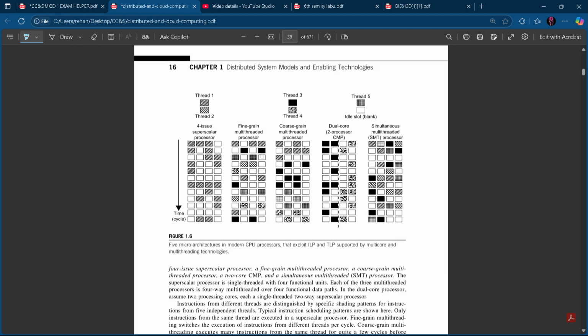Multi-threading technology. See, thread 1, thread 2, 4 issues, superscalar processor, fine grain, coarse grain. In fine grain, you can see every cycle has a different type. But in coarse grain, you can see three cycles the same, four cycles the same, three cycles the same, two. It's like that. In dual core, on the left side one type is running in parallel, and on the right side another type is running. Then simultaneous multi-threading.